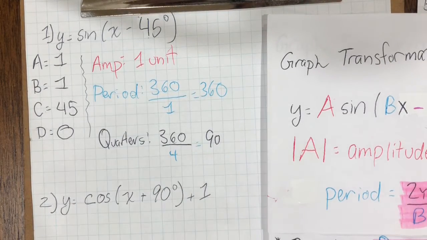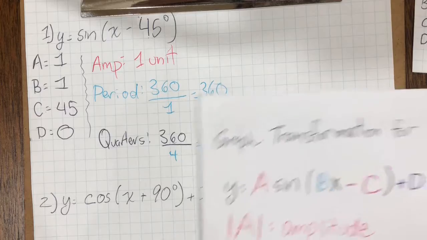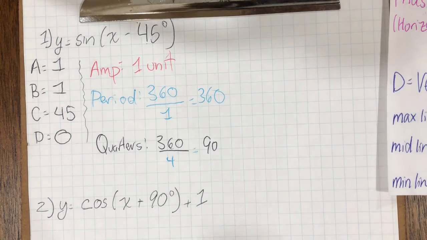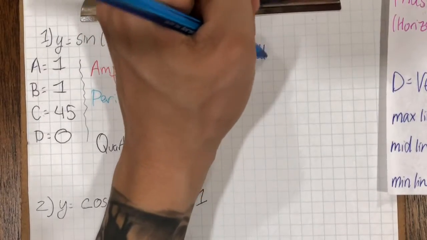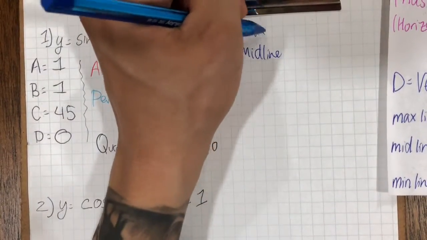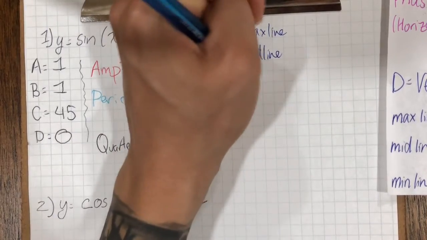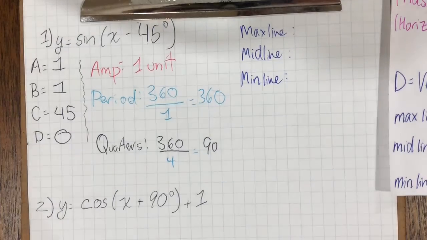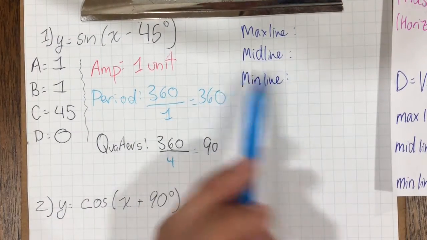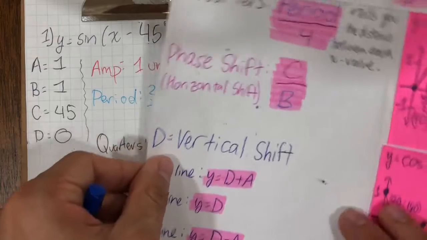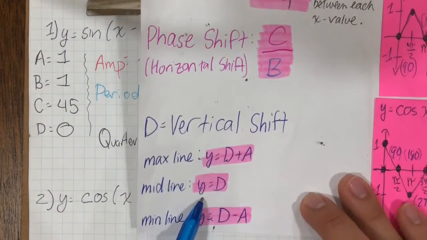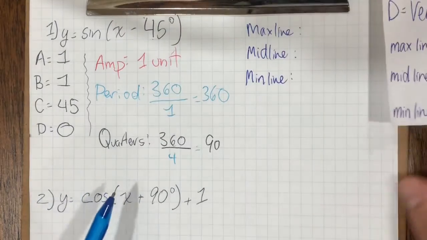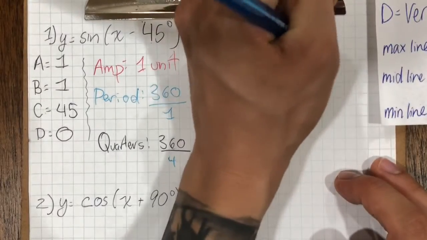All right. And then we have all the three lines, the max line, the midline, and the min line. So I'm going to go ahead and label those. So we have the midline, the max line, and the min line. Okay, so let's go ahead and figure out what my midline is. Usually the midline would be y equals whatever number we labeled for D. And in this case, D is 0. So my midline is going to be y equals 0.